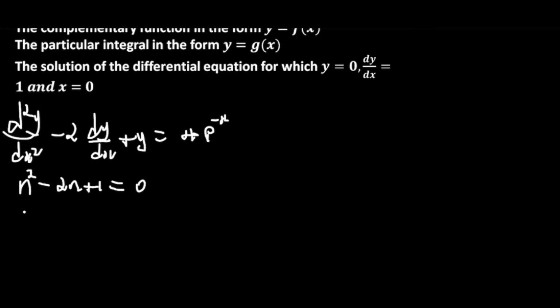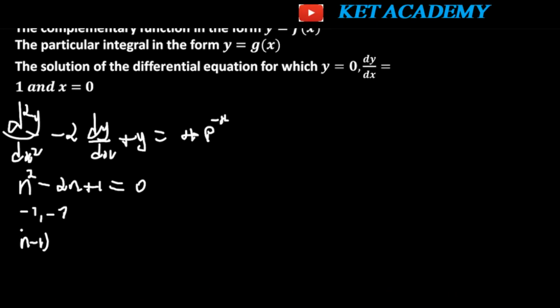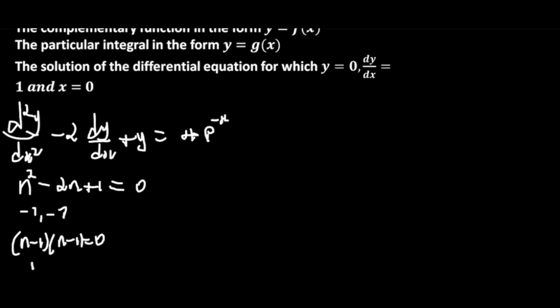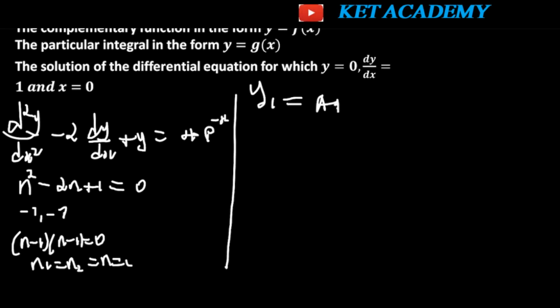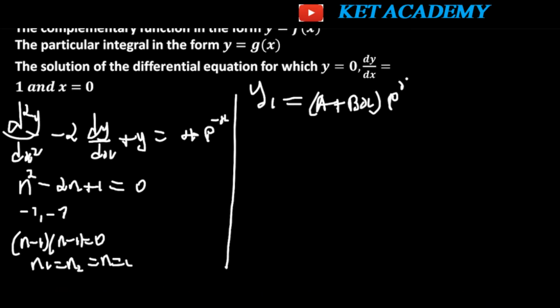When we look at this, the factors are negative 1 and negative 1, so that when we add them it gives us negative 2, and when we multiply, it gives us 1. Therefore we have n minus 1 and n minus 1 equals 0. So our n1 is equal to n2, which is equal to n, which is 1. Therefore our complementary solution, y complementary, will be equal to a plus bx, e to the power x. Now this is our complementary solution.